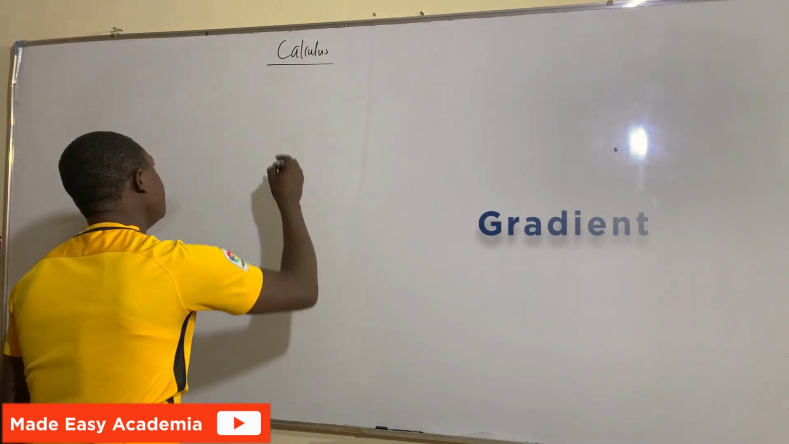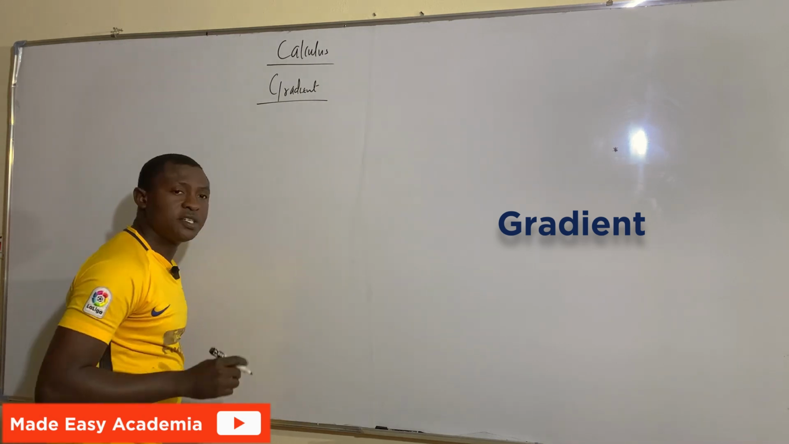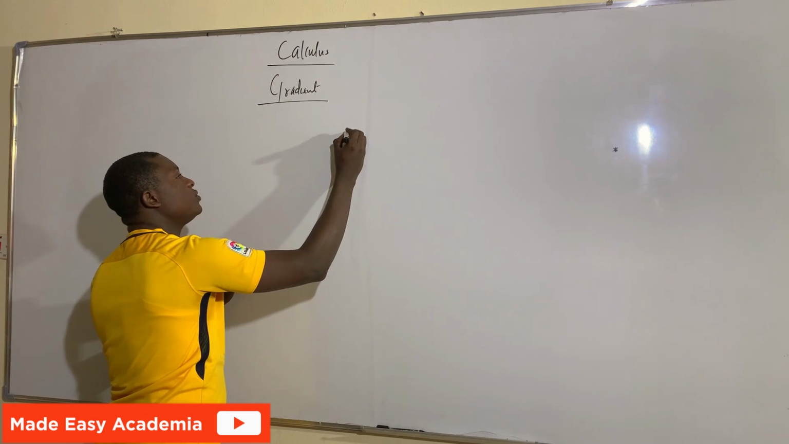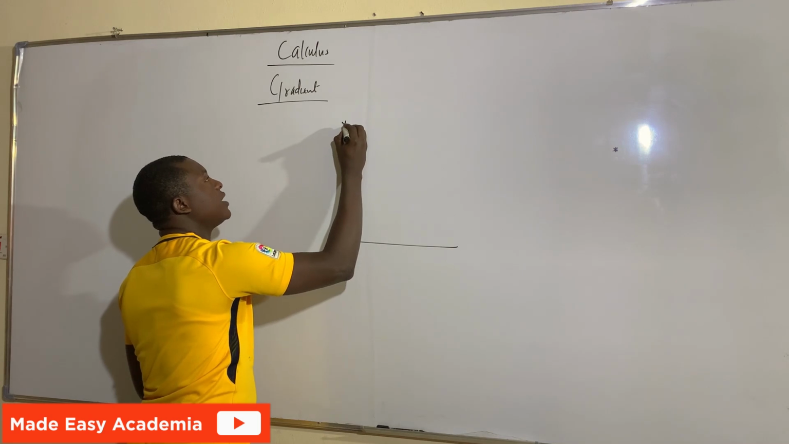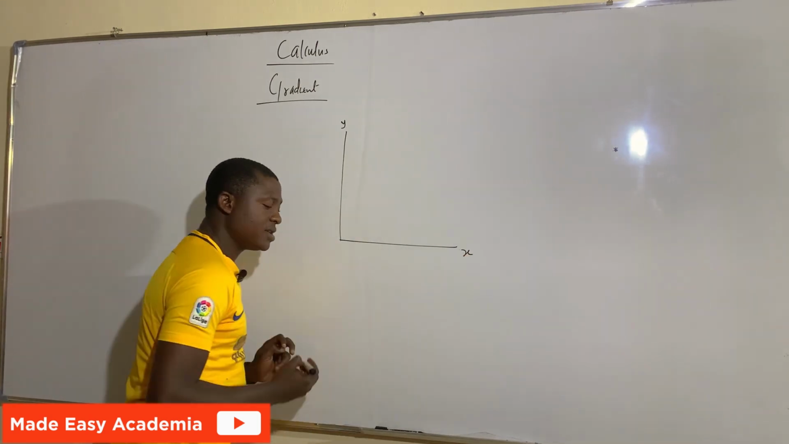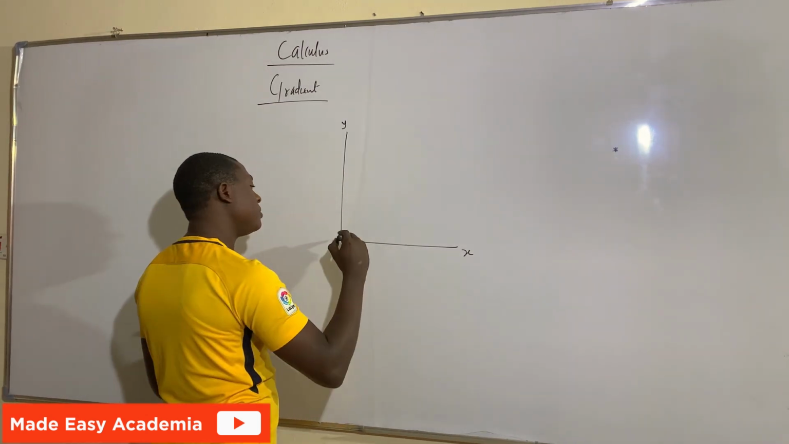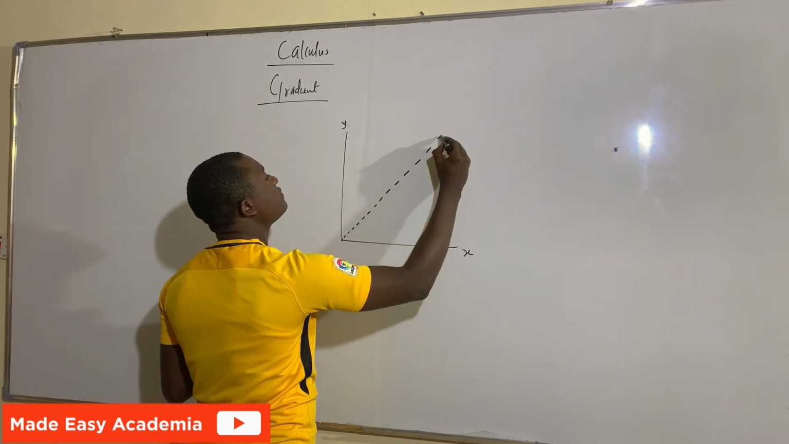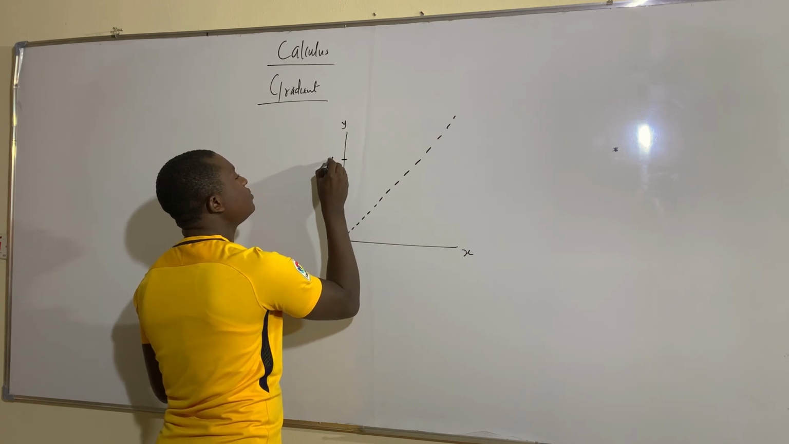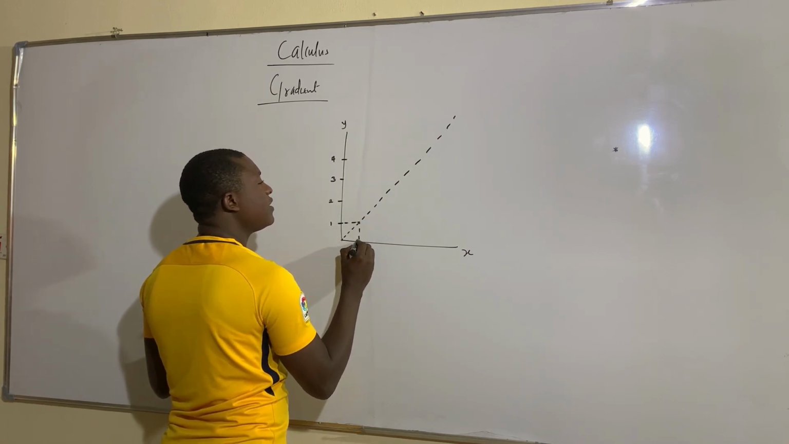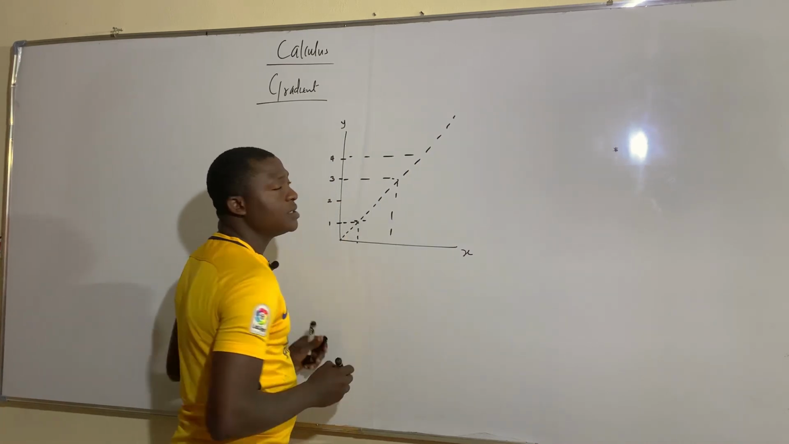Whenever you are asked to find the gradient, it's just like what we have in physics. Let's say we have a graph like this. What we have here is the y-axis, and what we have here is the x-axis. Let's say I plotted a graph, let's say a straight line graph. Let's say we have 1 here, 2, 3, 4, and we have plotted the graph already, and we are asked to determine the gradient.